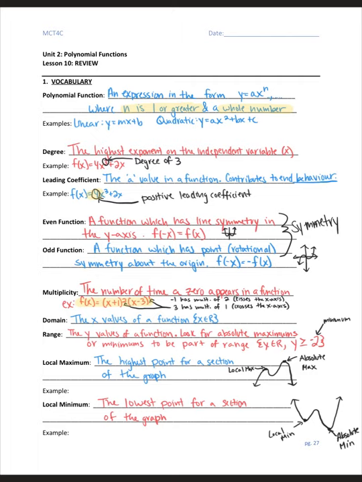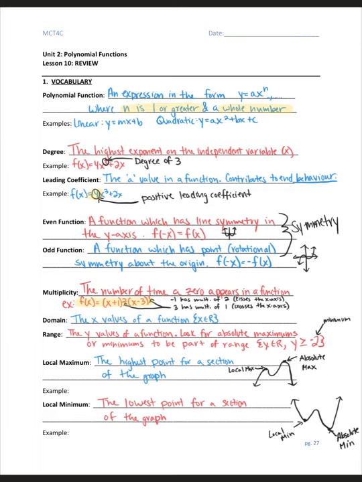Domain is your x values of a function, usually represented as x for all real numbers. Our range is the y values of a function, so we want to look for absolute maximums or minimums to be part of that range. Because if we have an absolute maximum, then our range should be nothing above that. So it would be y less than or equal to that. If we had an absolute minimum, then our y value would have to be equal to that or higher, because that's the lowest point on the graph. So we could have y for all real numbers such that y is greater than or equal to negative 2. So in that case, negative 2 would be a minimum, and all other y values would be higher than that.